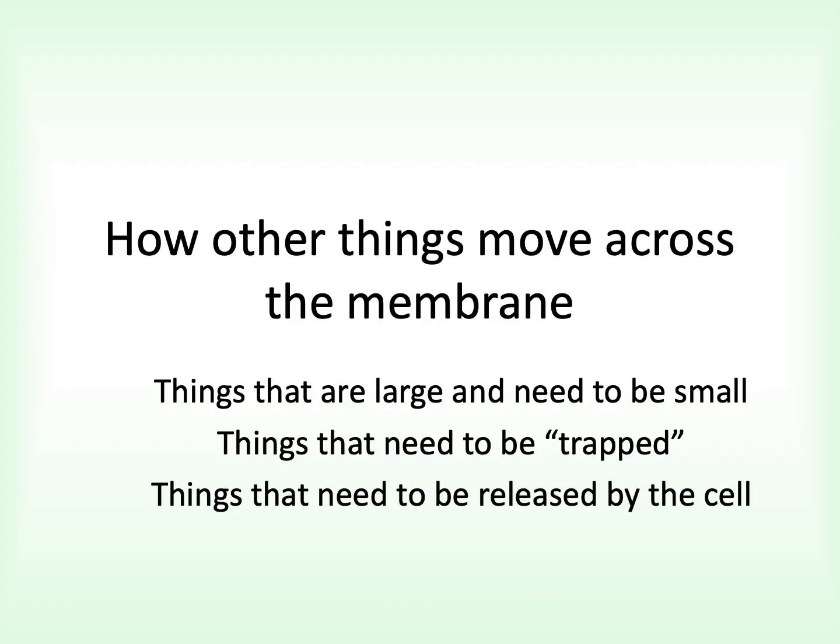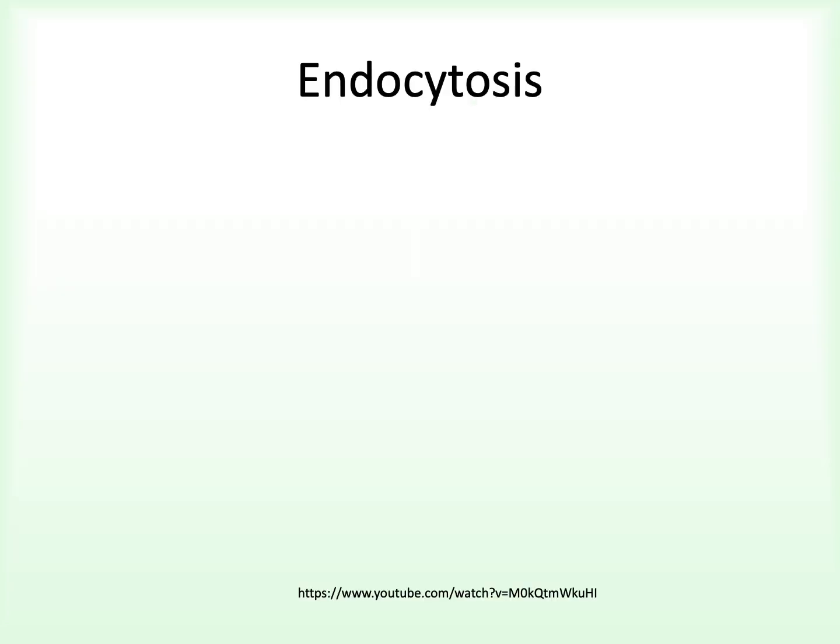So that works for things that are small. But what about things that are large, or things that need to be trapped and then brought in, or things that need to be released? This is where we get the 2 processes known as endocytosis and exocytosis. So let's go ahead and let's watch an animation here as to what endocytosis and exocytosis happens to be.